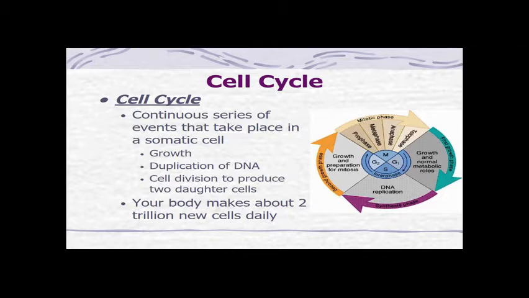Cell cycle is a continuous series of events that take place in a somatic cell. What happens during the cell cycle is that the cell will grow, it will duplicate or copy its DNA, and then there'll be cell division to produce two daughter cells. On average, our body is doing this and making about 2 trillion new cells daily. That is to replace old or worn out cells, to repair injuries, and if you are still growing, it's actually to help your body grow.